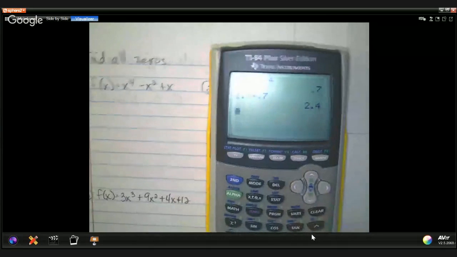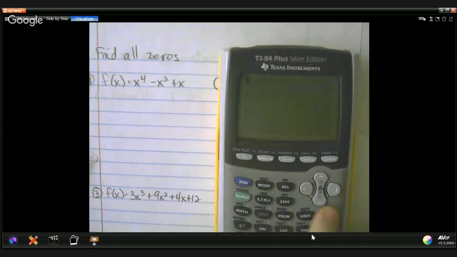Oh, there's a glare. Maybe it'll adjust. Is it going to adjust? It should adjust. There it goes.